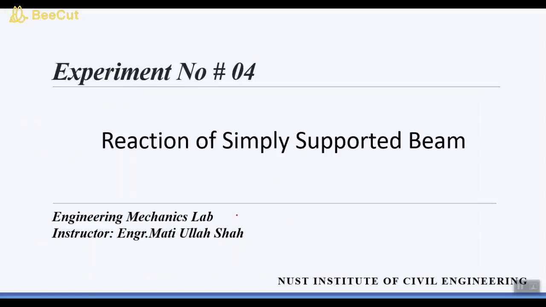Section A, B and C. In this lab, we will learn how to find the reaction of a simply supported beam. So this is the sequence of my today's presentation.